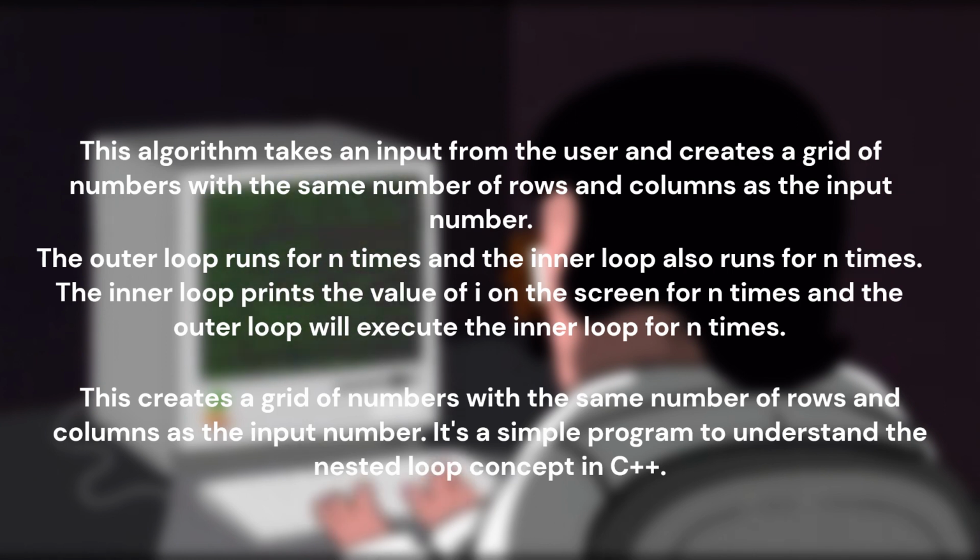The outer loop runs n times and the inner loop also runs n times. The inner loop prints the value of i on the screen n times and the outer loop will execute the inner loop n times. This creates a grid of numbers with the same number of rows and columns as the input number. It's a sample program to understand the nested loop concept in C++.